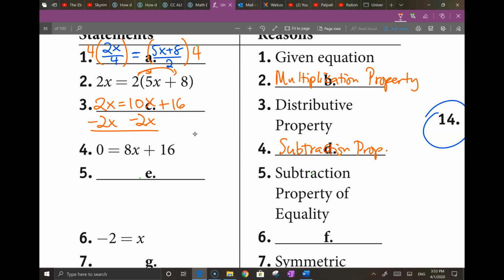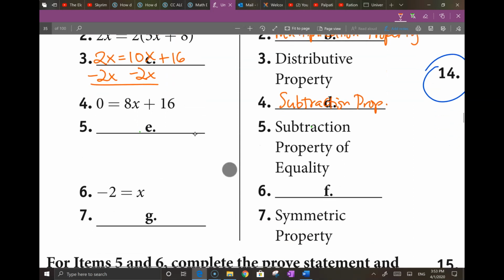Okay, now going from line 4 to line 5, the subtraction property is our reason, and it's a big clue about what we need to write over here in this blank space. Now there are two ways that we can fill this in. We could either subtract 8x to both sides, or we could subtract the 16 to both sides. And it really doesn't make a difference because in the end you will get the same answer. So I'm going to go ahead and move this 16 to the other side. And what I see is that I get negative 16 is equal to 8x.